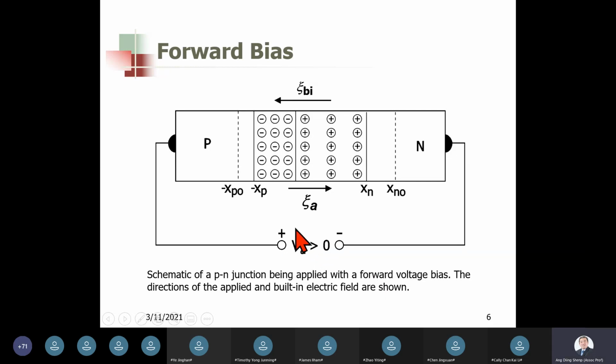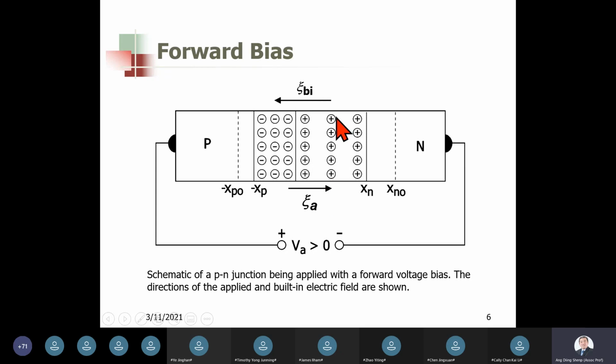Now, due to the applied voltage, there is an applied electric field shown by this arrow here, and the applied electric field points from the positive terminal of the battery to the negative terminal of the battery. So it points from left to right in this drawing, okay? Now, remember the direction of the built-in electric field. The built-in electric field always points from the N side to the P side. So for this drawing itself, the built-in electric field points from right to left.